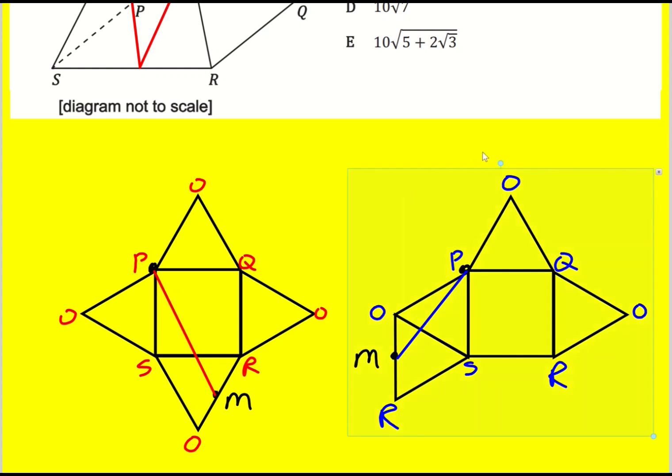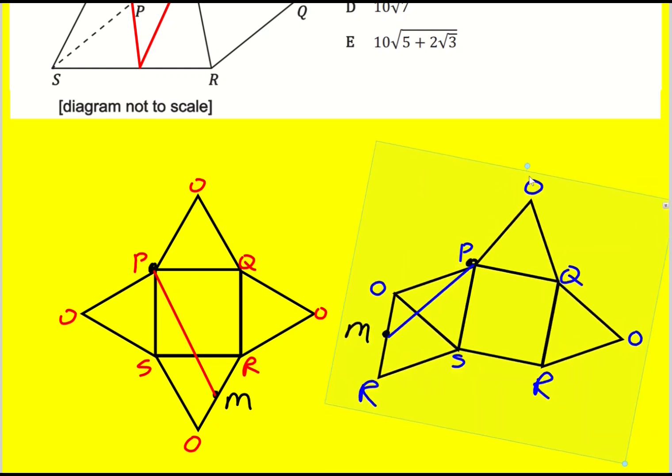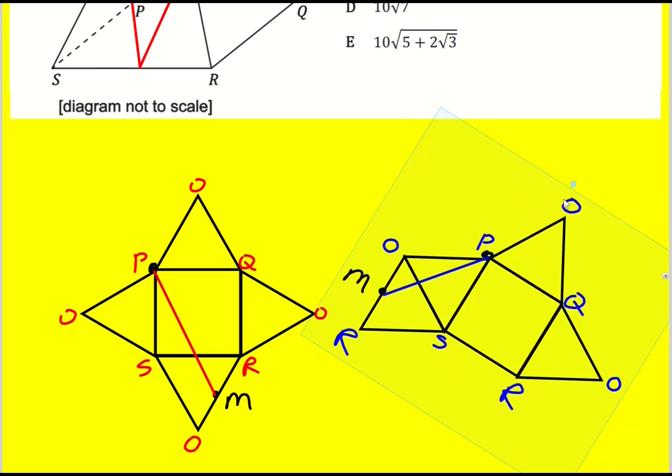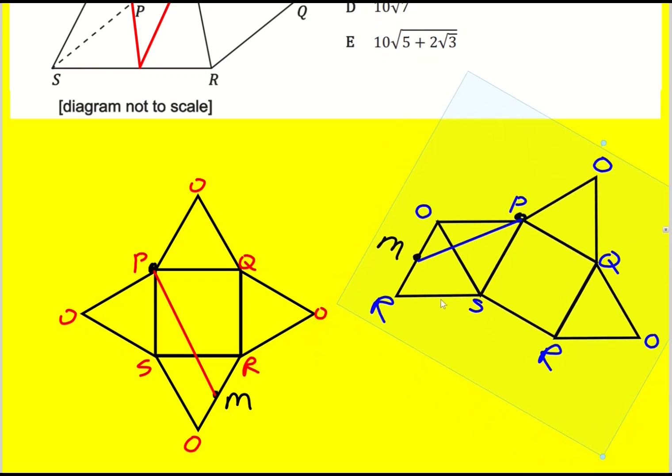To visualize it a little bit better, I'm going to rotate the net now, and there we go. So now these are going to be horizontal lines. And if I want to find the length PM, I can create a right angled triangle. Let me try that again. And I can use Pythagoras. So I know I'm going halfway down on the triangles.